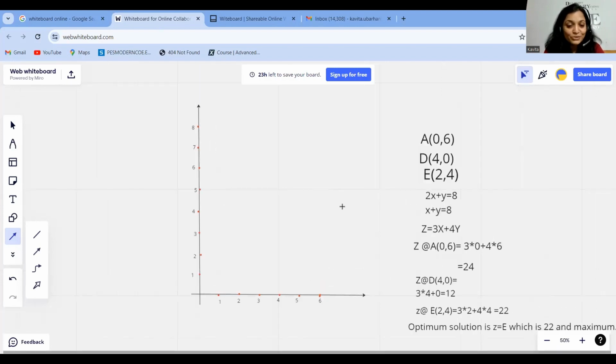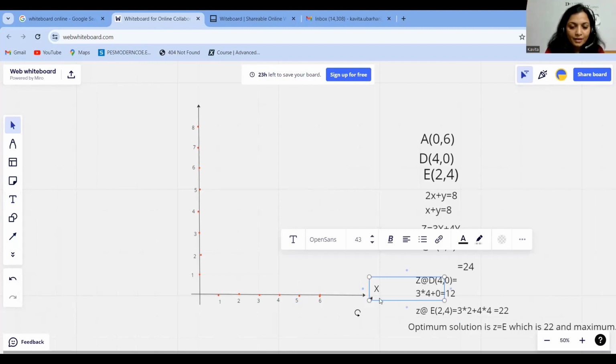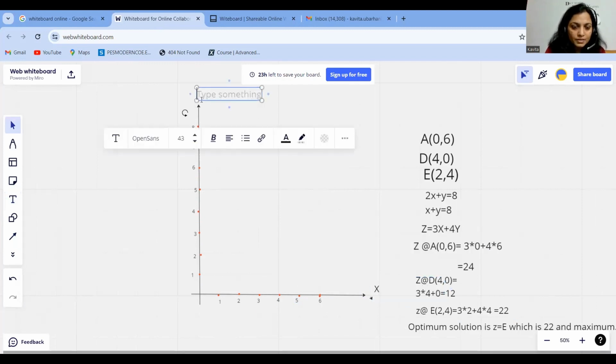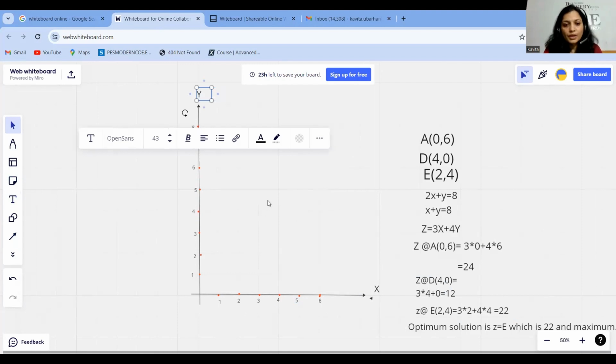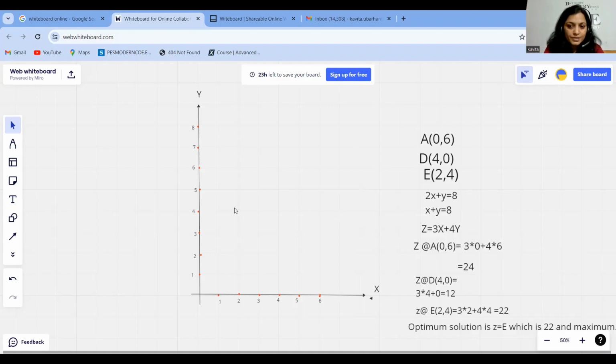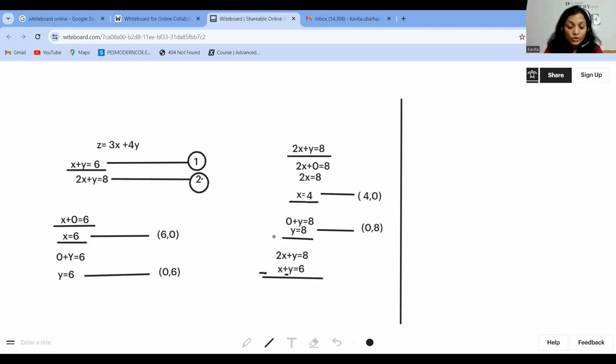I hope this is visible to you. Okay, this is how we can plot a graph. This is your x-axis, and this one is y-axis. So x-axis and y-axis. Now we can have those points. Okay, we can have 4 points on these calculations.